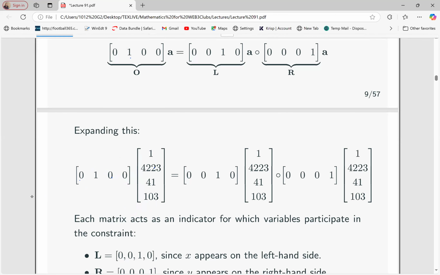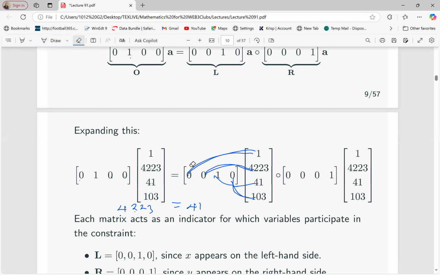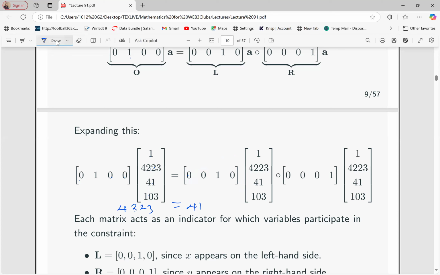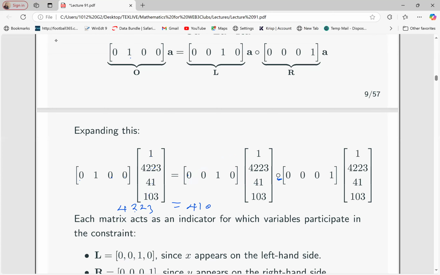So the left-hand side has given us 4223. When you multiply this product, plus this product, plus this product, plus this product, we've gotten 4223. Now let's do the right side. It's this product, plus this product, plus this product, then plus this product. Now this product is 0, this product is 0, and this product is 41. This other product is 0.